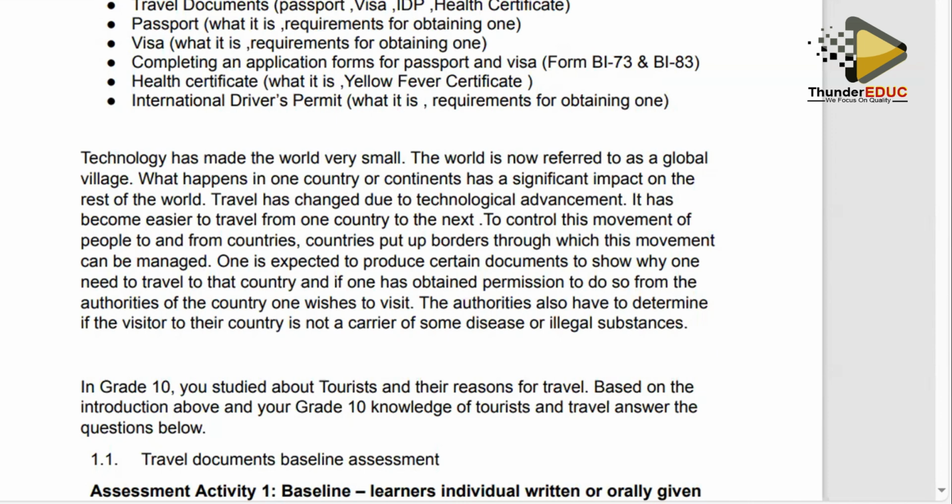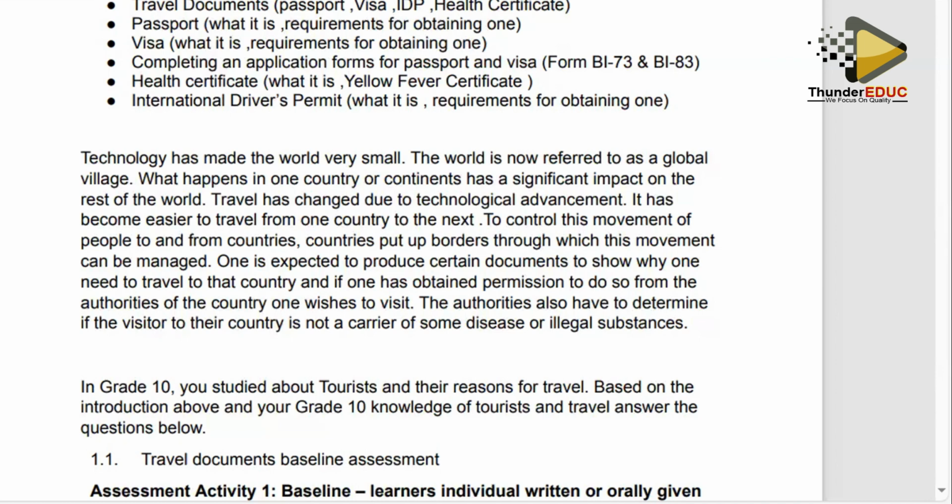Then immediately after the passport, we'll look at the visa. We'll look also at the International Driver's Permit, which is abbreviated as IDP. Then we also have the health certificate. Then as we are doing that, we are also going to look at the definition of a passport. We're also going to be looking at the requirements for obtaining a passport. In addition to that, we are also going to be looking at the visa, what it is, the requirements of obtaining a visa. Then also, how does one complete an application for either a passport or a visa?